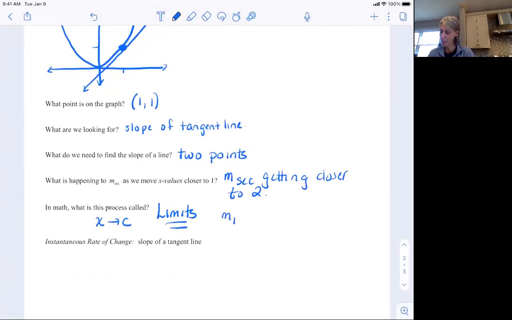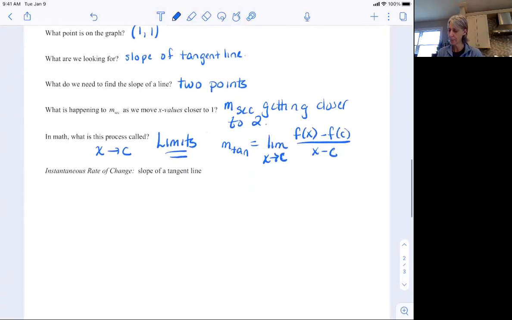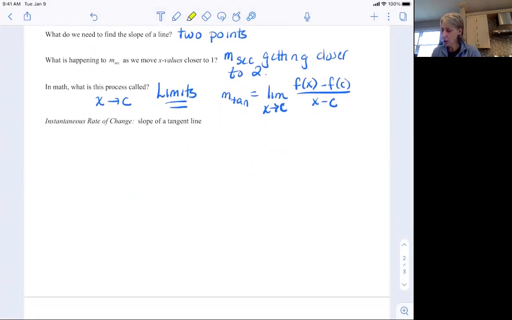So the slope of a tangent line is going to be the limit as x approaches c of the slope of our secant line. Generally speaking, in most textbooks, you will see that notation. I'm using the f of x minus f of c version. All right. Now we call this slope of a tangent line the instantaneous rate of change. Instead of the average rate of change between 2 points, we want the rate of change at one specific value.